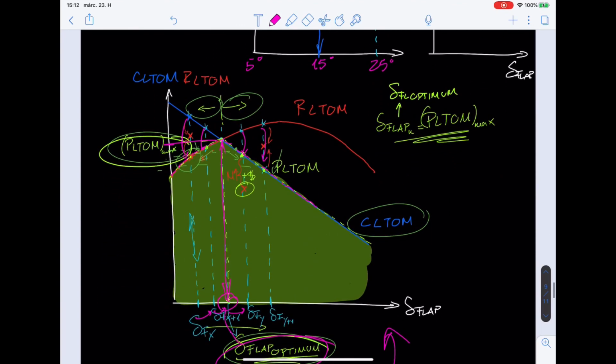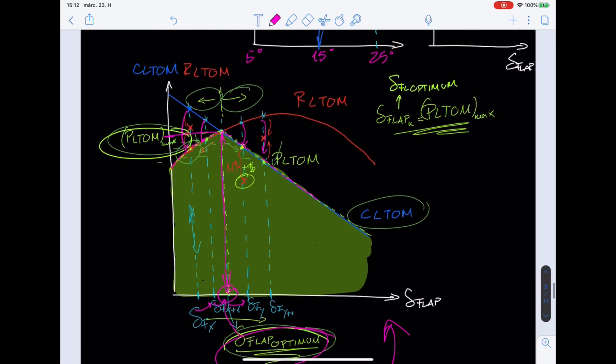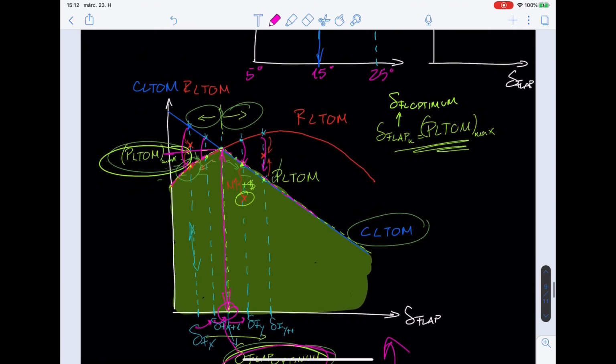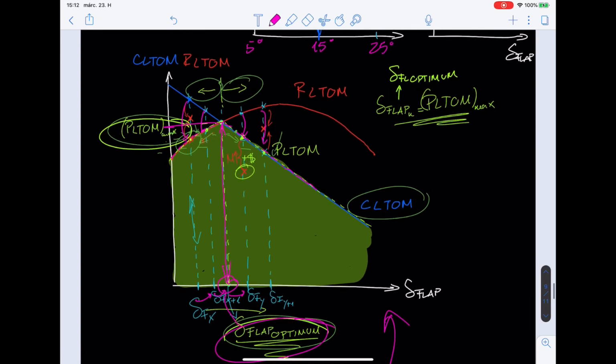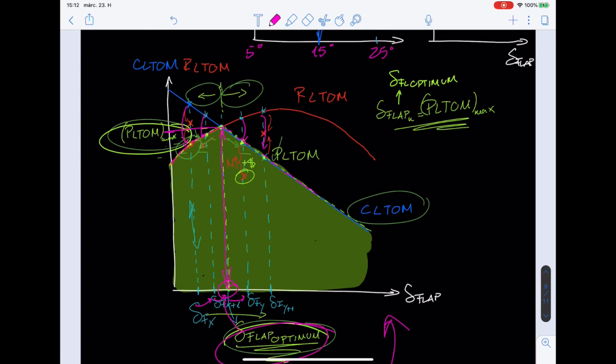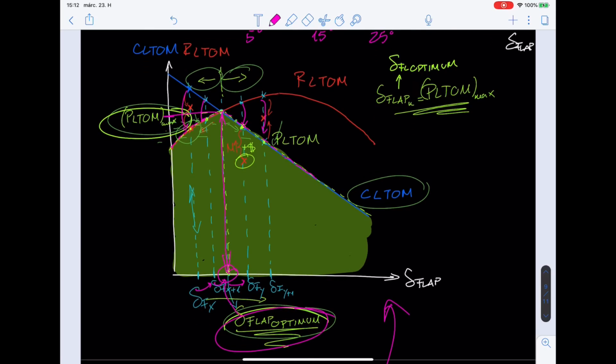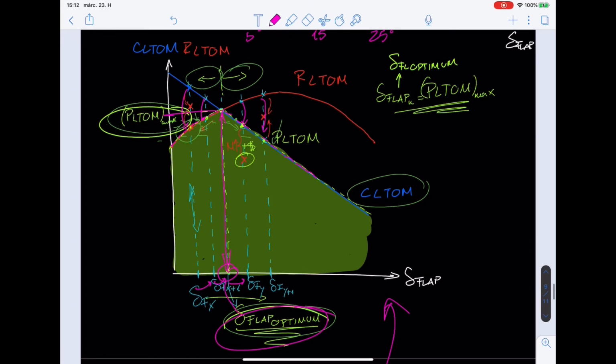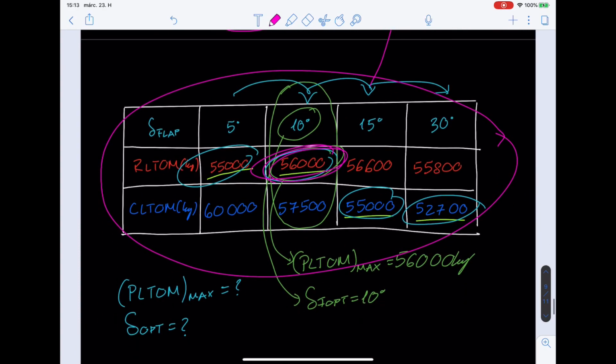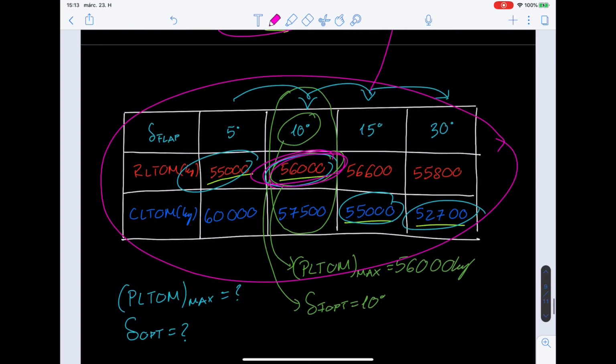We put these two in the same diagram, and we concluded that at the lower flap deflections the runway limited takeoff mass, so the effect of the runway, is more limiting for the takeoff, and at higher flap settings the climb is more limiting. Between the two, we have an optimum flap setting where our performance limited takeoff mass is the highest. Therefore, that's our most efficient takeoff mass and the most efficient flap setting. We also looked at how to optimize this in the case of a table format exercise.